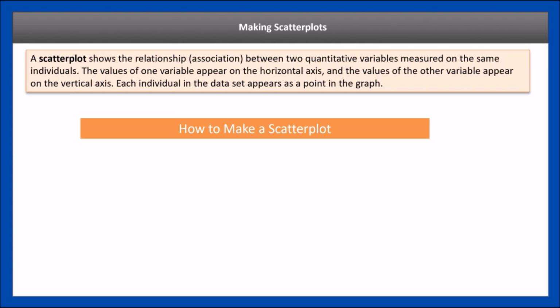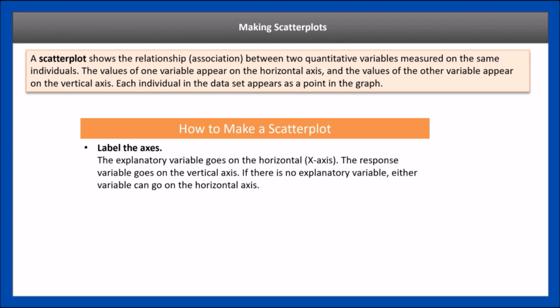Let's talk about how to make a scatter plot. Well, first off, you have to label the axes. So you're going to have two axes, the x and the y. This is important here. The explanatory variable goes on the x-axis. Explanatory, x. Easy to remember, right? The response variable goes on the vertical axis. If there's no clear explanatory variable, then that means either one can go on the horizontal axis.